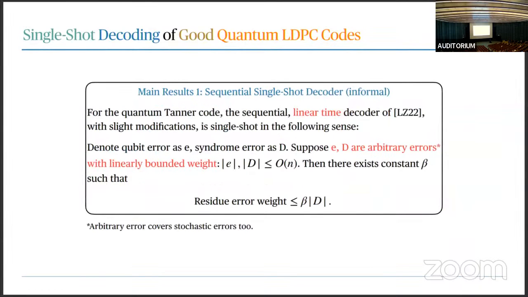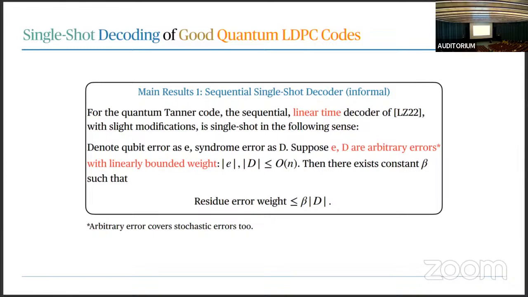There are three main results that I would like to mention here. The first main result is, as stated, the single shot decoding of quantum Tanner codes. And there are a few points I would like to mention. First of all, the decoder that I just mentioned, the greedy decoder, is a linear time sequential decoder. Why do I say sequential? Because we are going to see a parallelized version in just a bit.